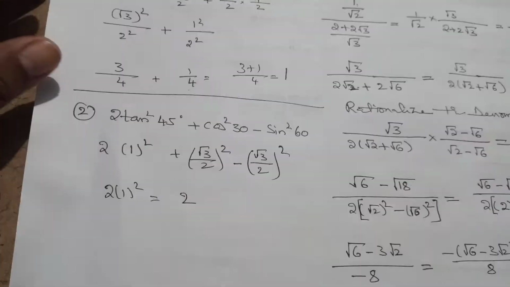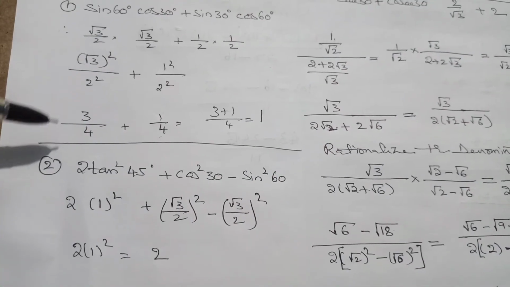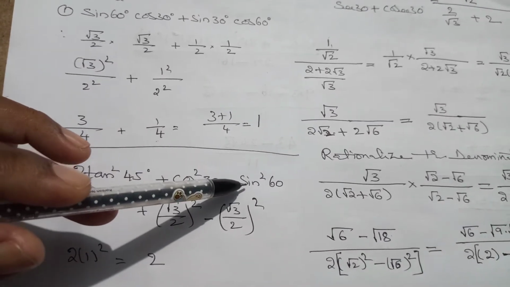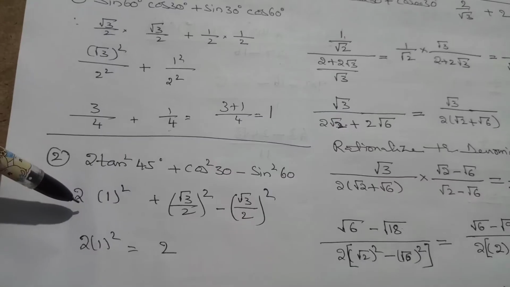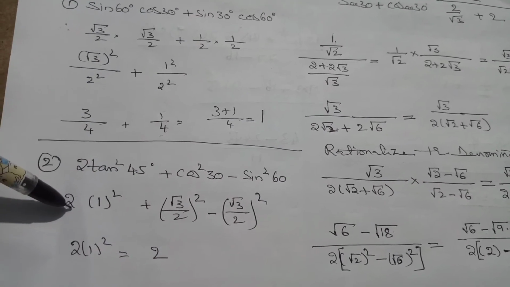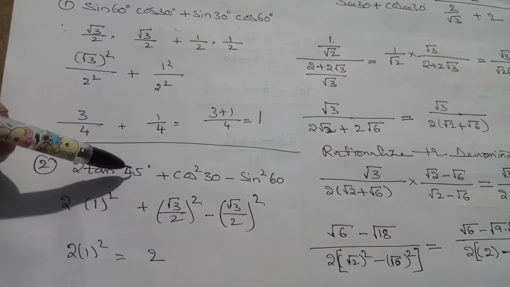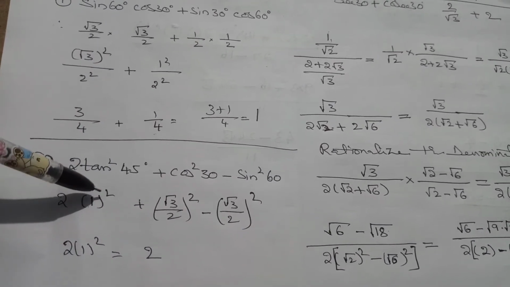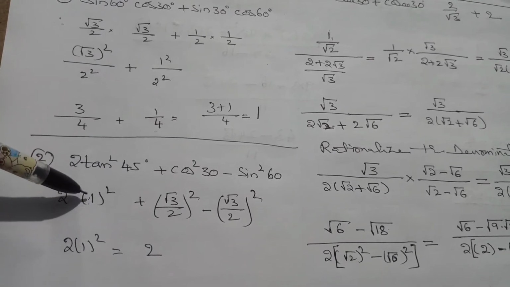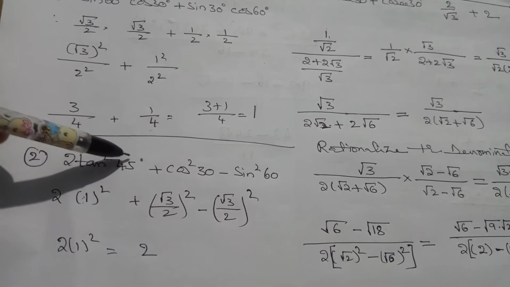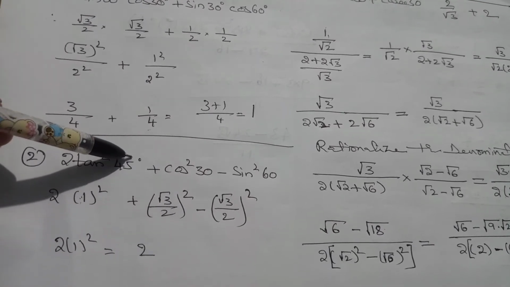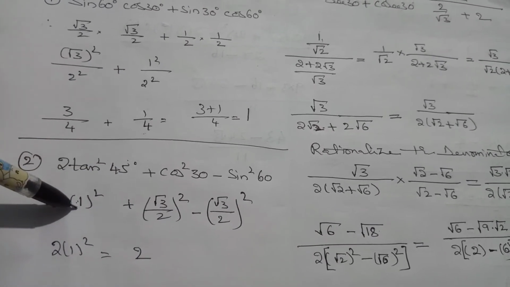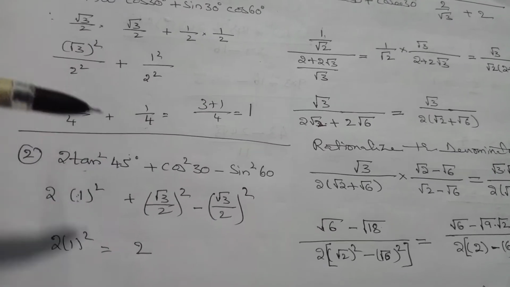Let us see the second one. 2 tan square 45 degrees plus cos square 30 degrees minus sin square 60 degrees. Therefore 2 is a constant given, so write down 2 as it is. Tan square 45 degrees, so tan 45 first we have to write, that is 1. The square will apply for this base 1. The square is not applicable to the angle, only to the ratio. Therefore tan square 45 is equal to 1 square.